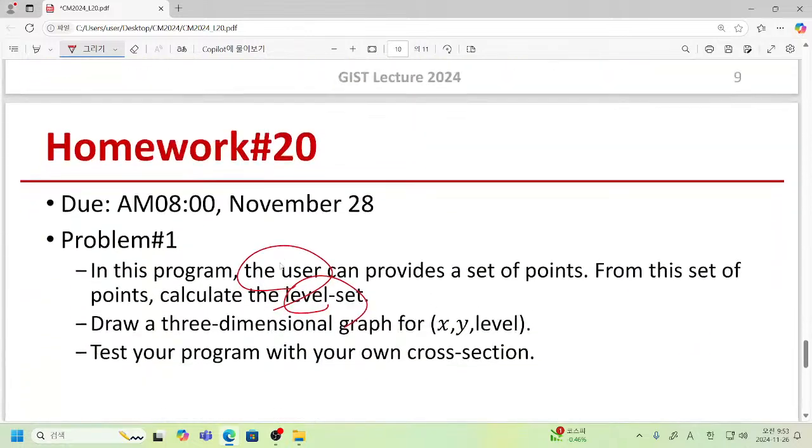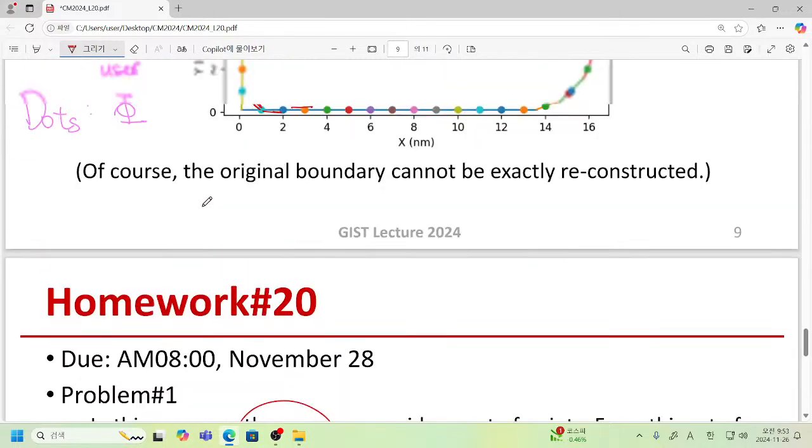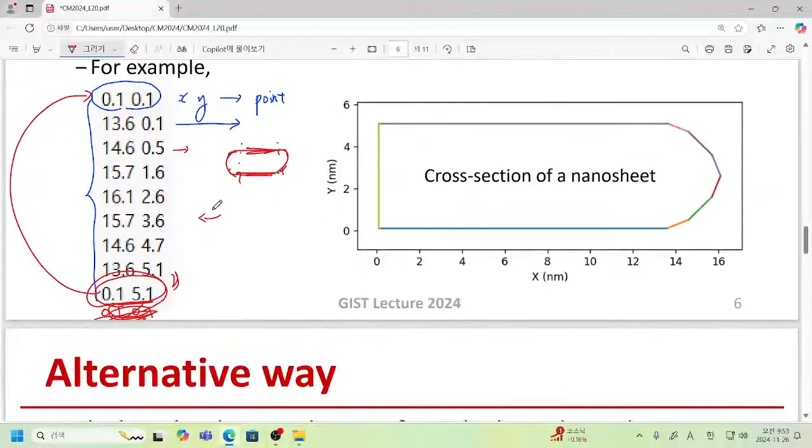Then please test your own program with your own cross sections. Please do not test only the single example shown here. It is not enough. Please try many, and check whether your boundary reconstructed by the level set method closely follows your original intended boundary.